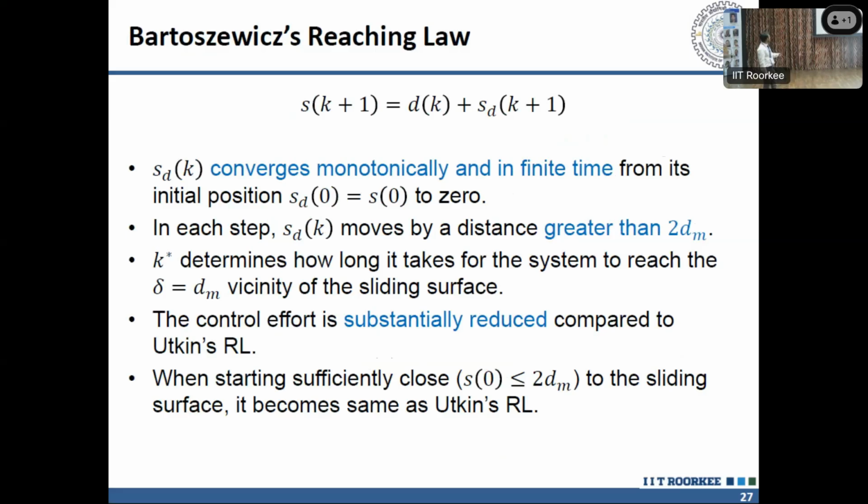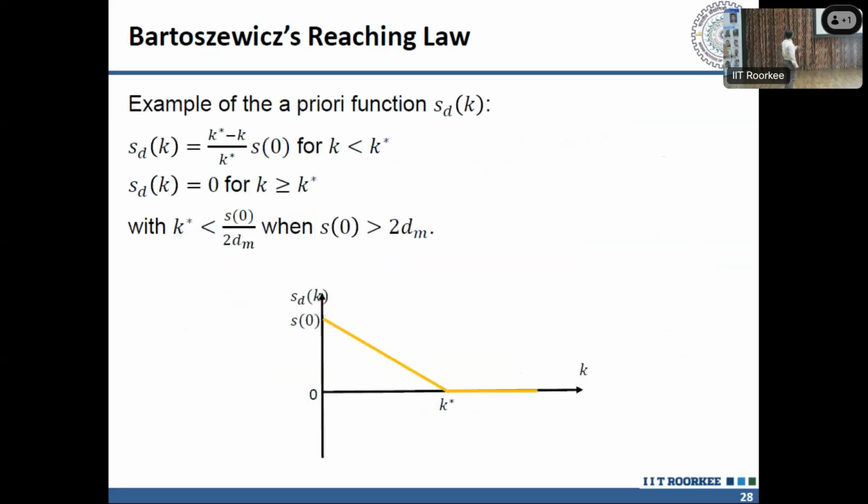K star determines how long it takes the system to reach this vicinity of the sliding surface, and control effort is substantially reduced compared to the Gao reaching law. And when we start sufficiently close to the sliding surface, it becomes the same as the Gao reaching law because we come to the next stage. So this is one such function which obeys all those properties that were defined.